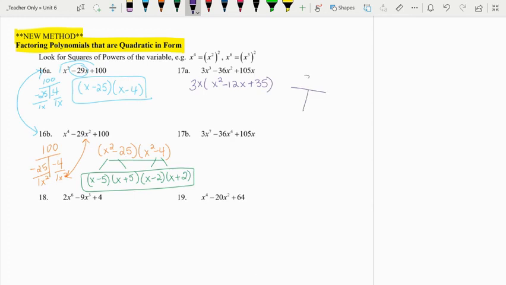And if we t-chart it, we get 35. And we need to add to negative 12, which gives me negative 7 and negative 5. So we put our a value, which is 1, and our middle term, which is x, in the denominator. So we have x minus 7 and x minus 5. Don't forget to drop down your 3x.